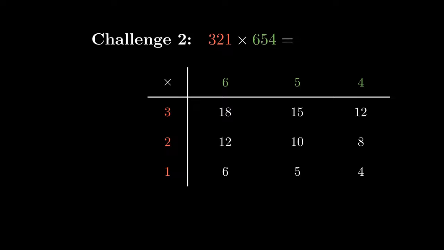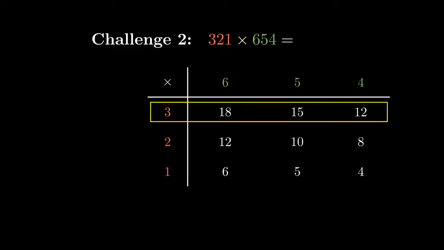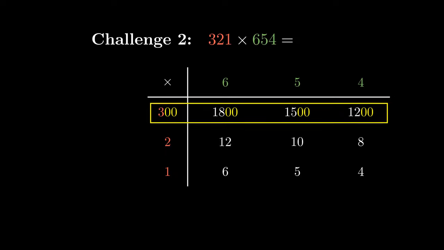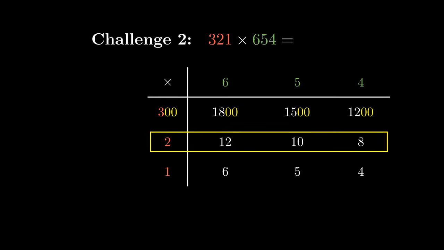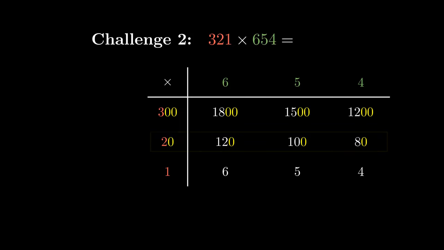Looking at the first row, this 3 really actually represents 300. And since we're adding 2 zeros, we're going to add 2 zeros to each of the individual numbers. In the second row, the 2 really actually represents 20. So we can add one more zero behind each of the terms in the row.